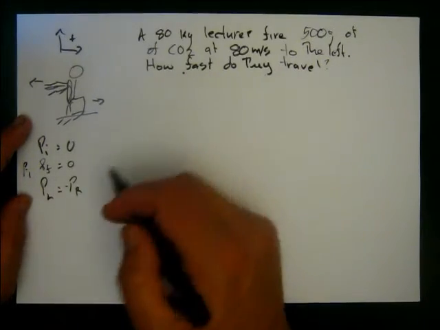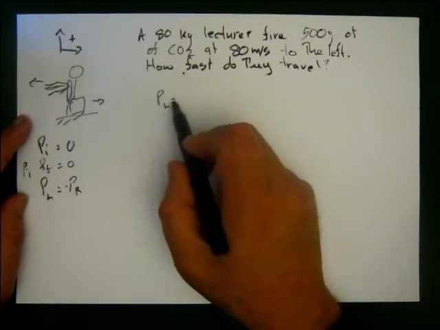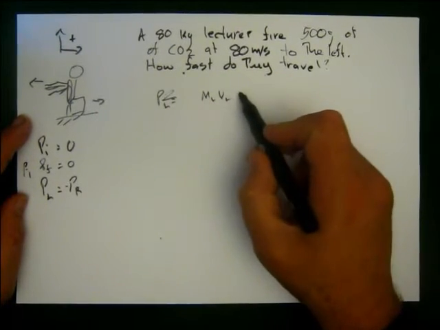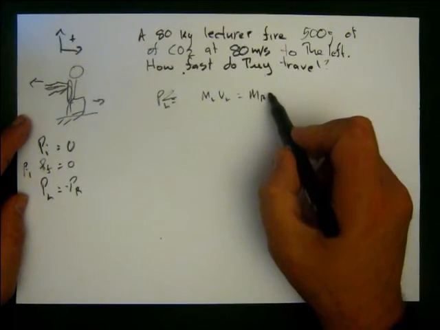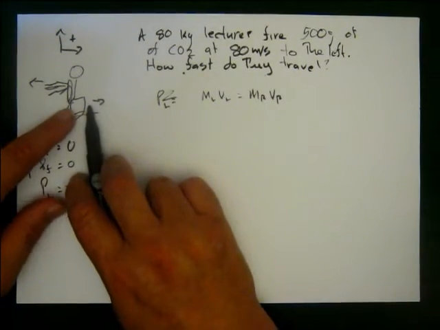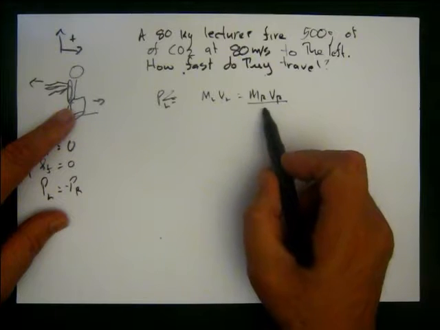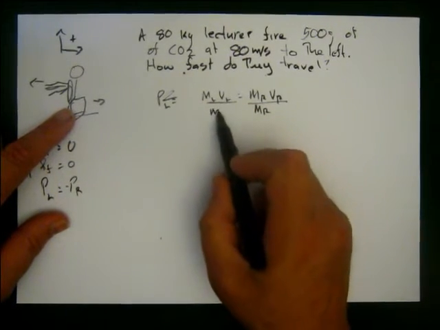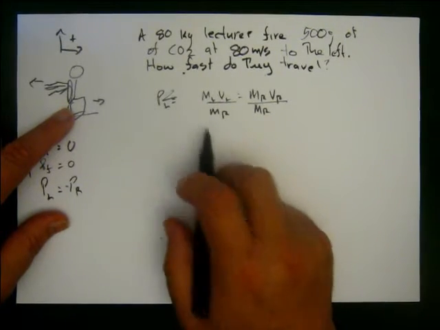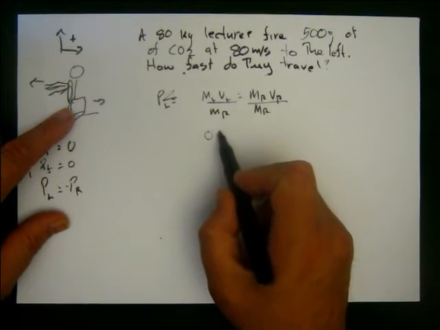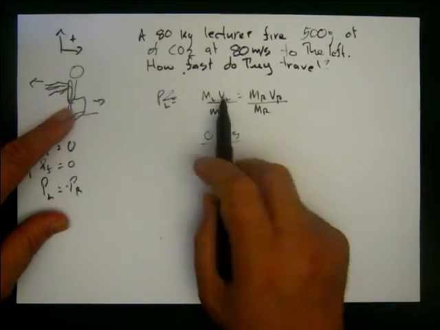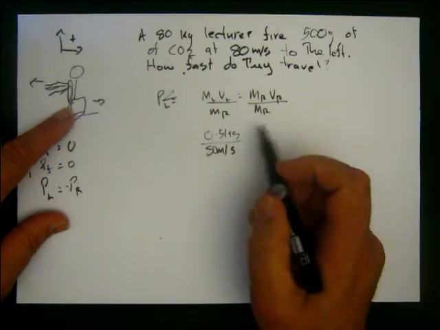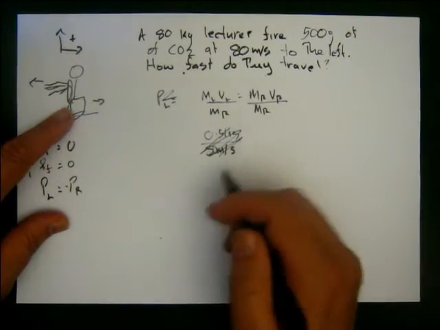So let's work it out. Momentum left, PL, is mass L times VL, which equals mass R times VR. I want to find out my velocity right, so all I have to do is rearrange this equation for velocity right, and plug in the numbers.